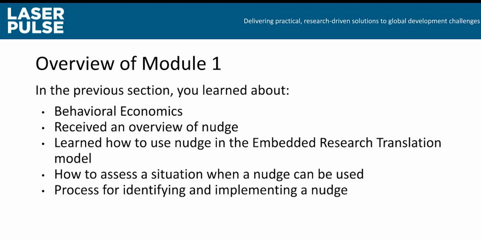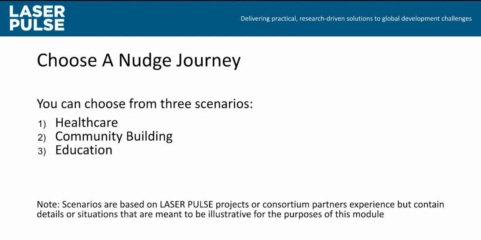In the previous section, you learned about behavioral economics. You received an overview of nudge, and you learned how it is useful within the Laser Pulse Embedded Research Translational model. In that section, we also reviewed how to assess a situation in which a nudge can be used, highlighted a process for selecting a nudge, determined how to assess the nudge's potential, and outlined a process to experiment with a nudge. The best way to learn these concepts is to practice.